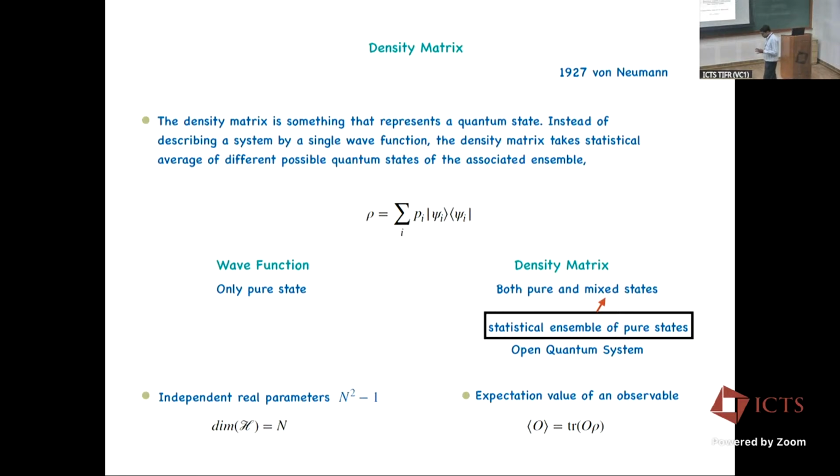The density matrix is Hermitian. Probably many of us already know these things. They are positive semi-definite Hermitian operators with trace 1. If the Hilbert space has dimension n, we require n squared minus 1 real parameters to fully characterize the density matrix. And whenever we need the expectation value of an observable, it is given by the trace of the product of the density matrix and the observable.